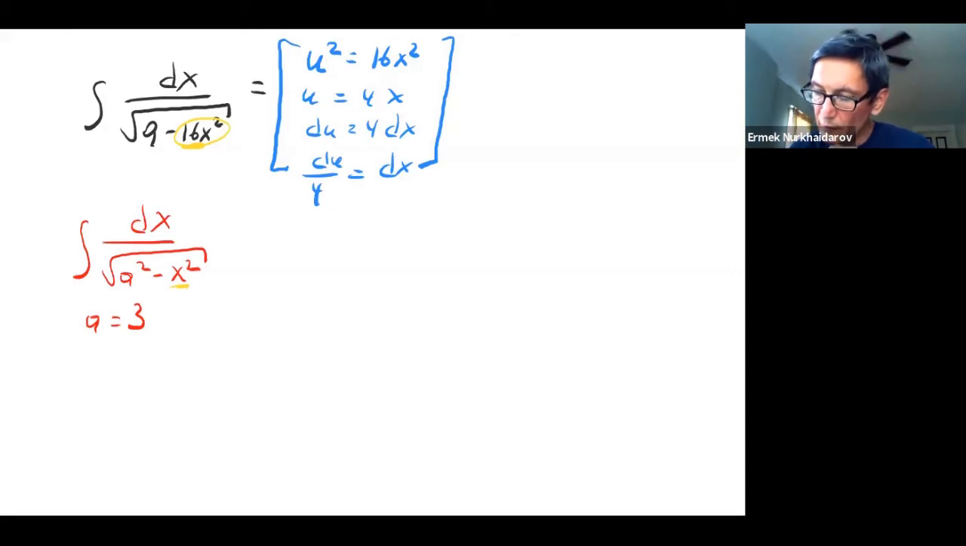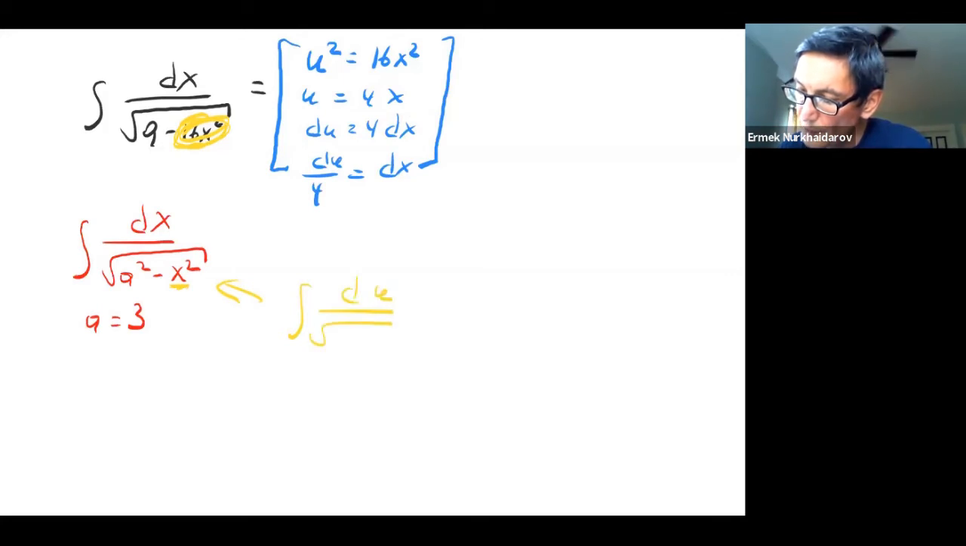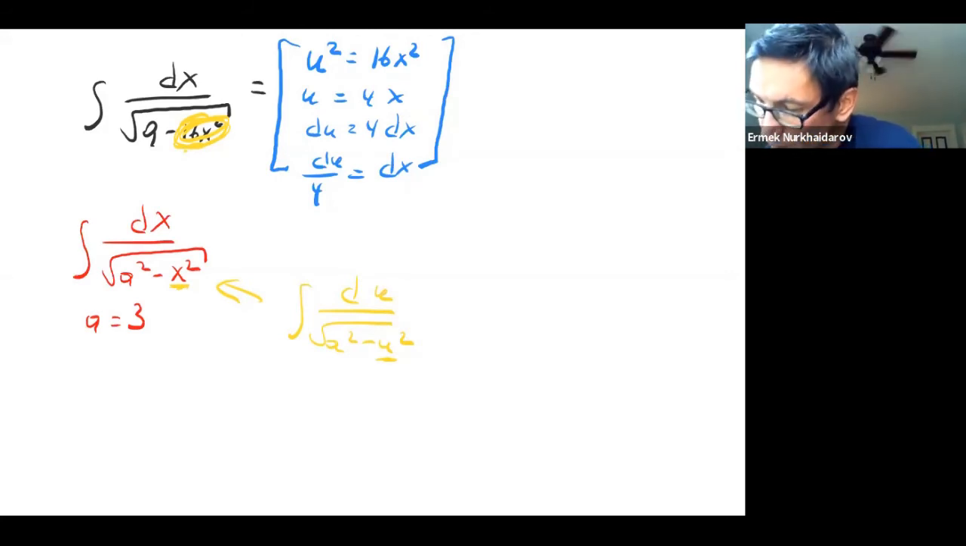The reason we want to do that substitution u equals 4x is because we wish to have that 16x squared be just a variable squared. So if you like, you also can treat this one as the integral du over a squared minus u squared. That's maybe even more to the point, since 16x squared is supposed to be u squared. Then we proceed with that substitution.